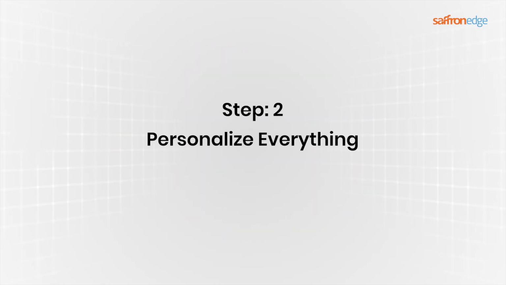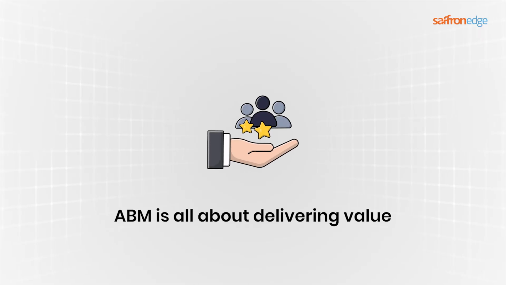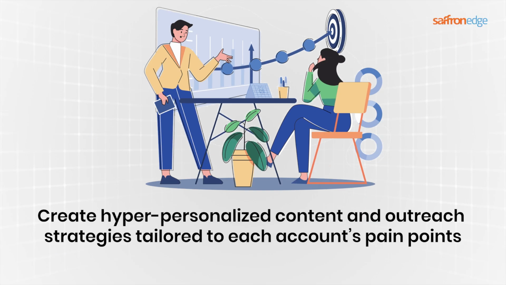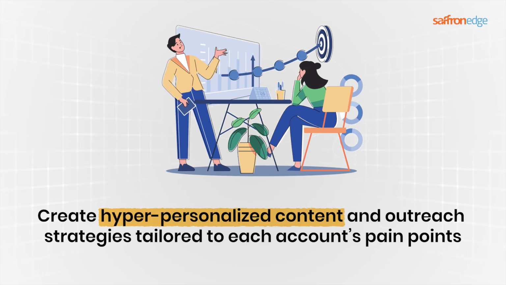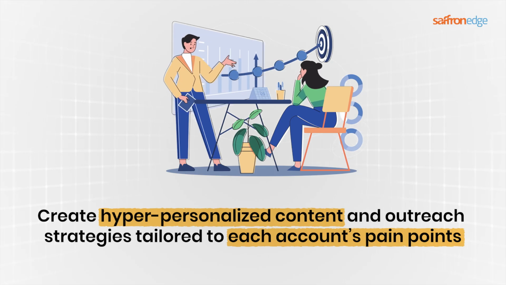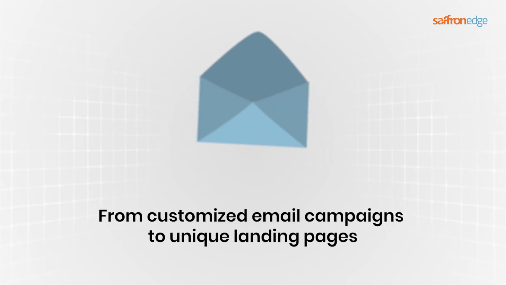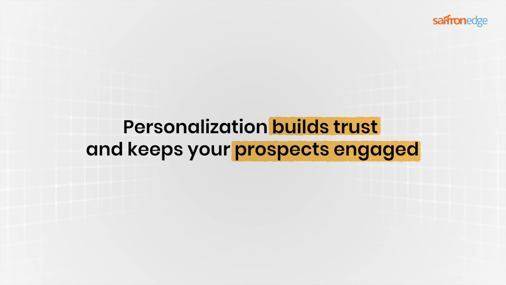Step 2. Personalize everything. ABM is all about delivering value. Create hyper-personalized content and outreach strategies tailored to each account's pain points. From customized email campaigns to unique landing pages, personalization builds trust and keeps your prospects engaged.